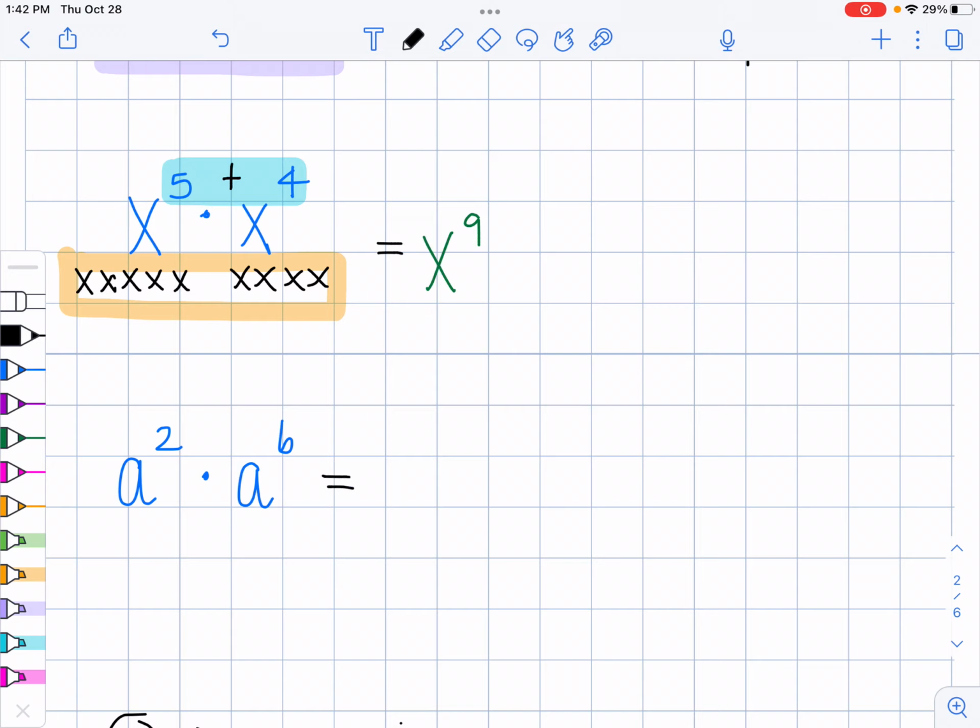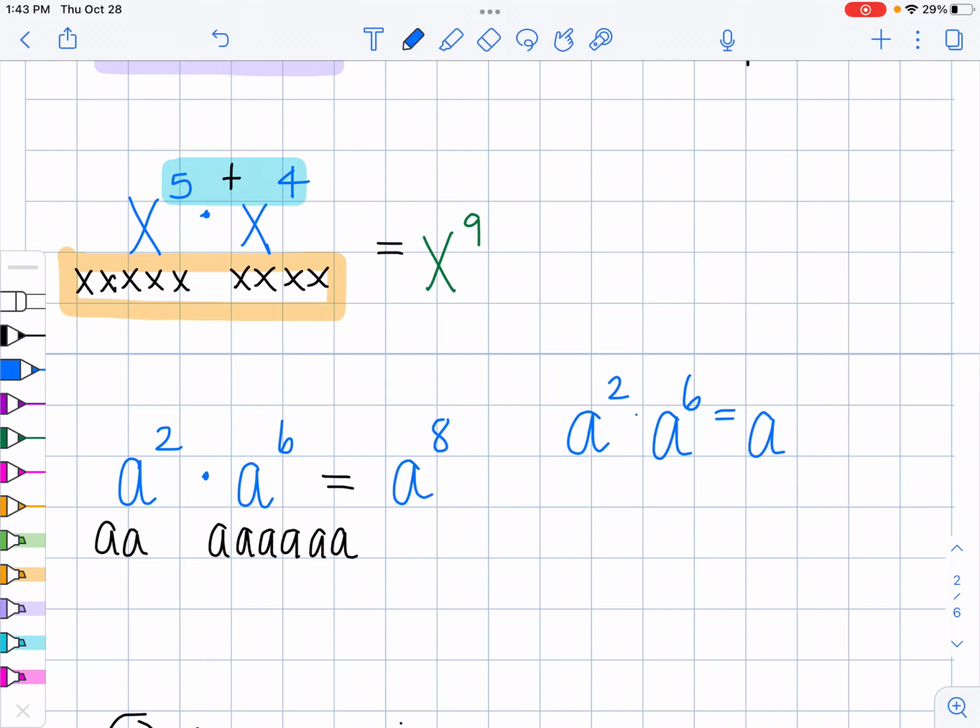Okay, so a squared means a times a. And a to the 6th is 6 a's. 1, 2, 3, 4, 5, 6. How many total a's? I got 1, 2, 3, 4, 5, 6, 7, 8. A to the 8th. Or you can do the shortcut, the rule that I just showed you. A squared times a to the 6th is a to the 2 plus 6, which is a to the 8th.